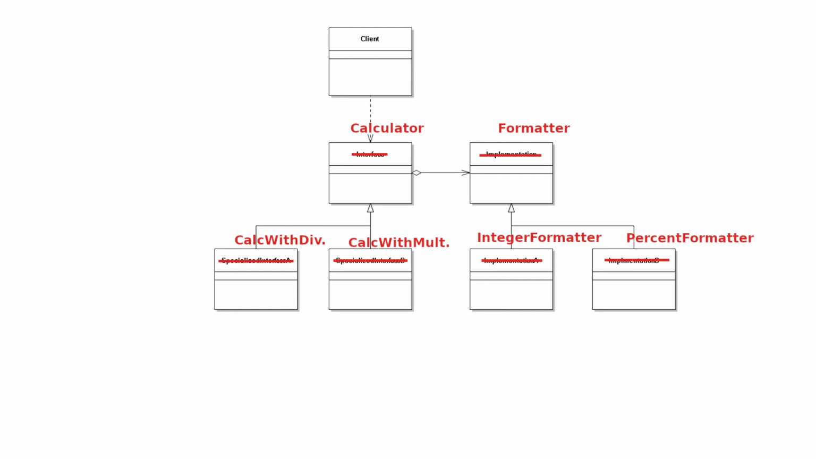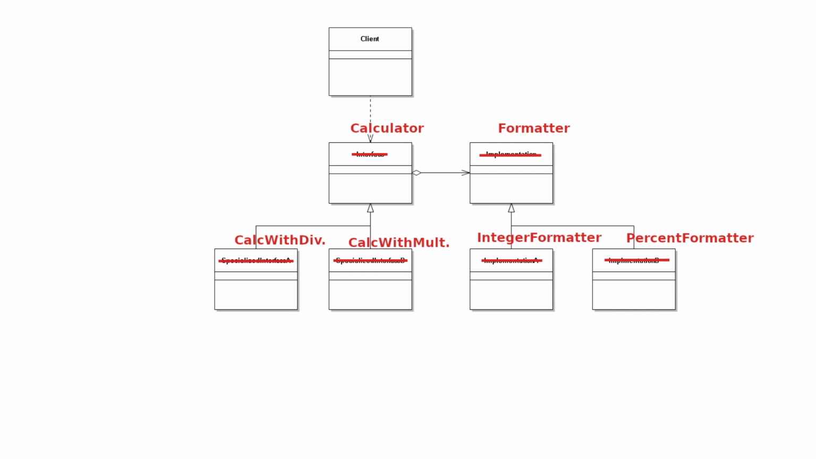So the interface is going to get renamed to the calculator, and the implementation is going to get renamed to a formatter. So you might have a calculator with division, calculator with multiplication. That's your interface, and your formatter might be your integer formatter, or your percent formatter, or just your simple sort of default formatter. So let's go over to Eclipse.